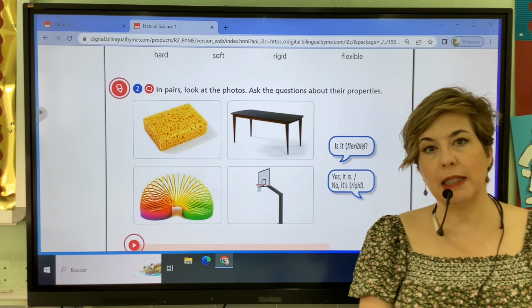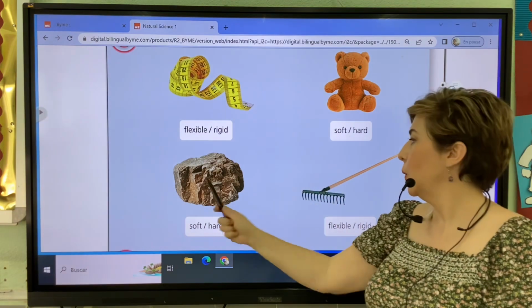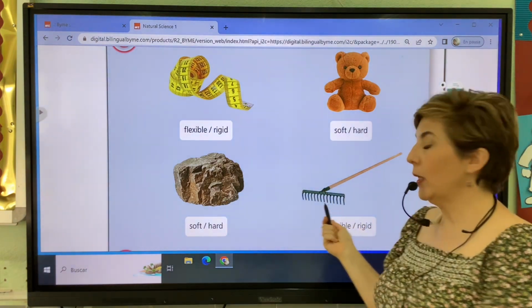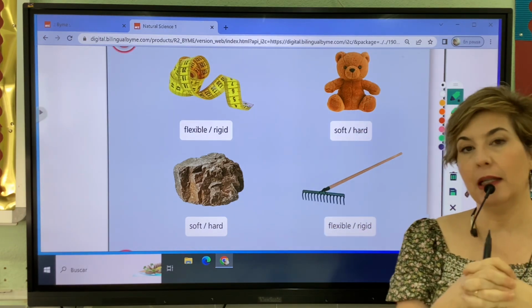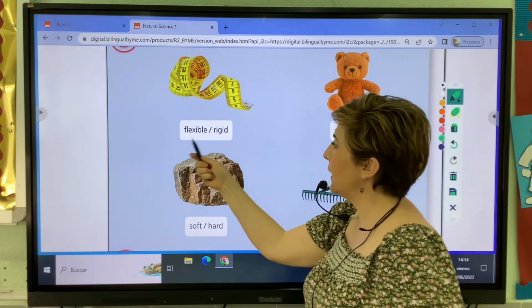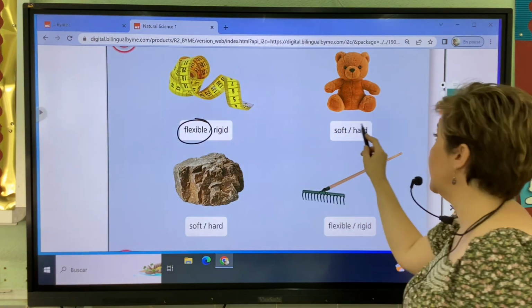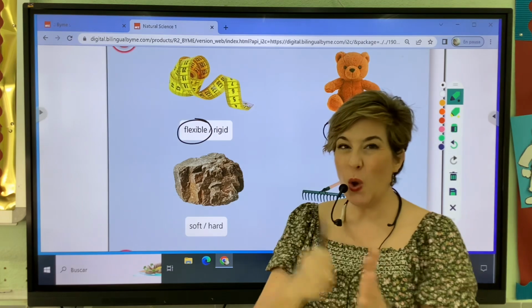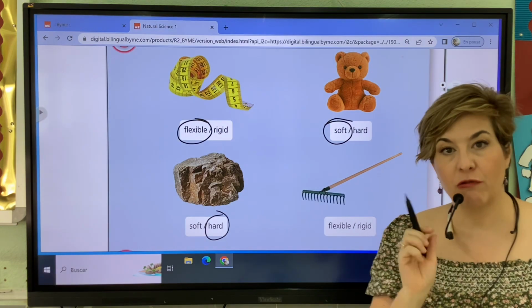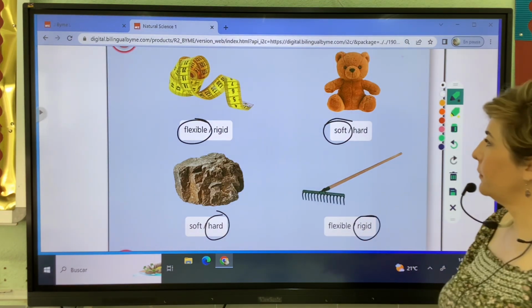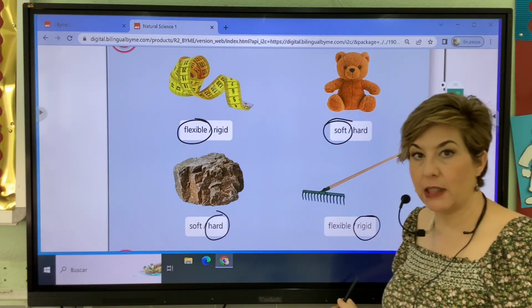Let's do another activity. We have a meter, we have a teddy, we have a rock, and we have a rake. Let's see which is the property that they have. Is a meter flexible or rigid? Well, this one is flexible. Teddy is soft. A stone is hard. And a rake is rigid. Flexible, soft, hard, and rigid.